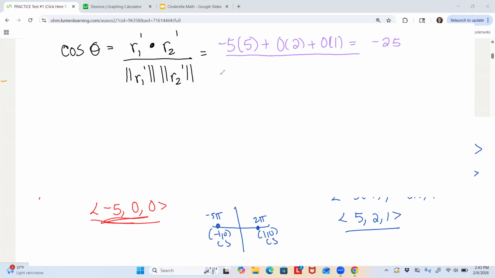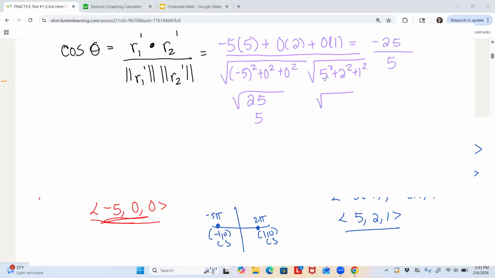And now on the bottom, we're going to do the magnitude, so the square root of each component squared. For the magnitude of the red R1 prime, that would be negative 5 squared plus 0 squared plus 0 squared. And for the magnitude of the blue, R2 prime, it would be 5 squared plus 2 squared plus 1 squared. So this one would be the square root of 25, which is just 5. And this one would be 25 plus 4 plus 1, so 30. All right, so we now have cos of theta is negative 25 over 5. You could divide that. That's just negative 5.